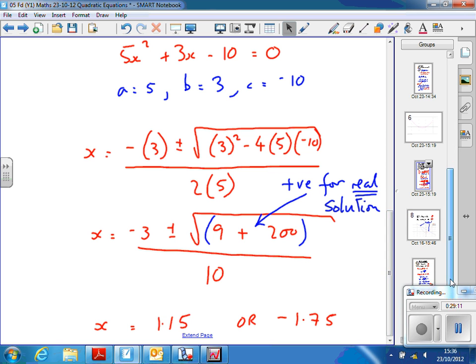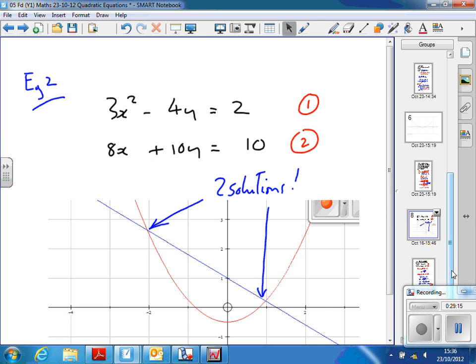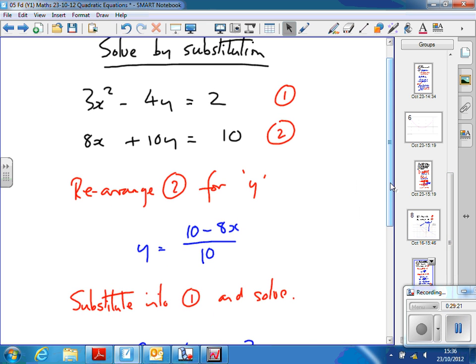Let's look back at this last week. Remember we had these two simultaneous equations, and we got as far as here. We solved these simultaneous equations by substitution. So let's remind ourselves of this process. Here are the two equations. We used substitution to do it.